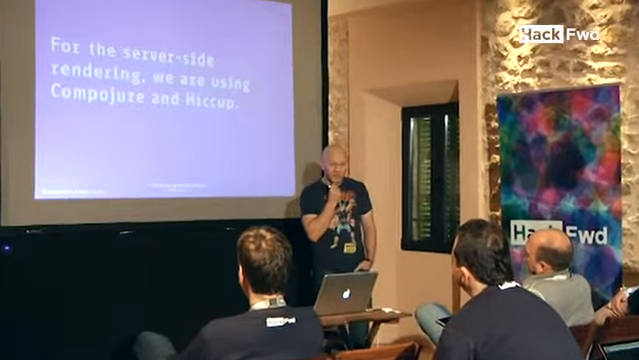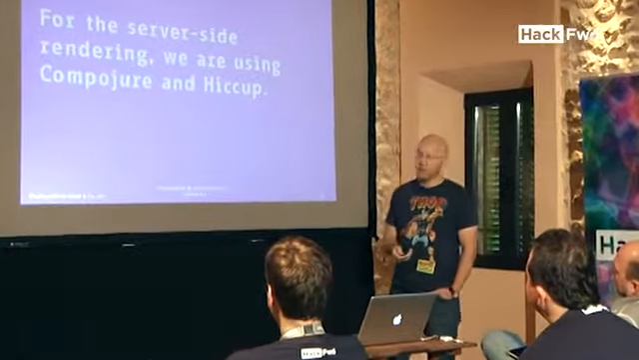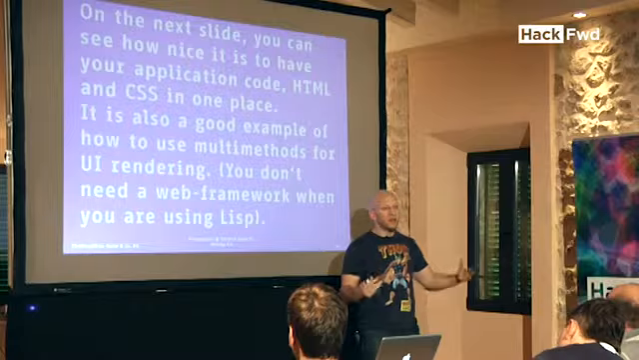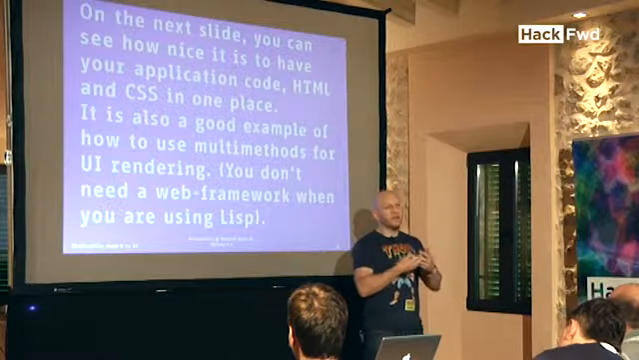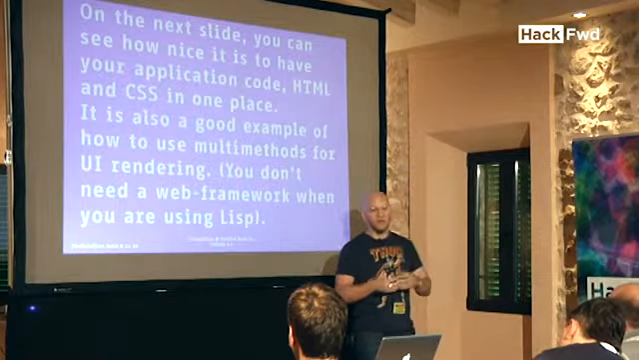So for the server-side rendering, we are using Compojure and Hiccup, which is Clojure stuff. And on the next slide, you can see how nice it is to have your application code, the HTML, CSS and everything in one place. It's not like in the Java world, where you're using template frameworks where you have separated the HTML from your code, and then you have to weave the data into the templates to generate the HTML. And I think this is the wrong way to do it.